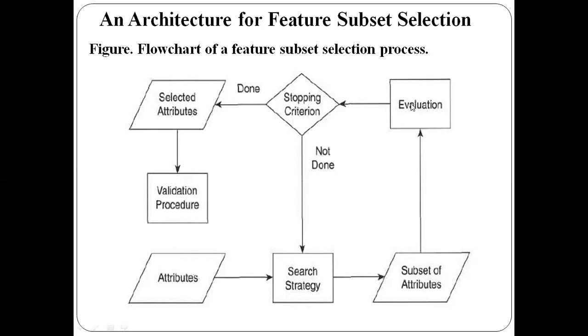Next thing is, we need to check the stopping condition. The stopping condition or criteria is nothing but when we need to stop this generation of subsets of attributes. Each time we will be generating a subset of attributes and then evaluating it. Then what is the stopping criteria? How many subsets of features do we need to generate? Here we have some stopping criteria.